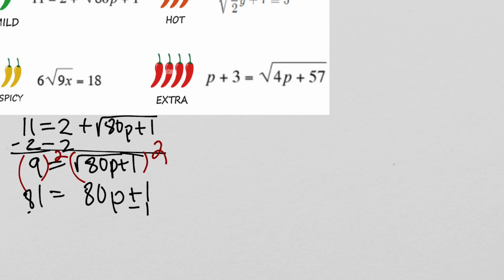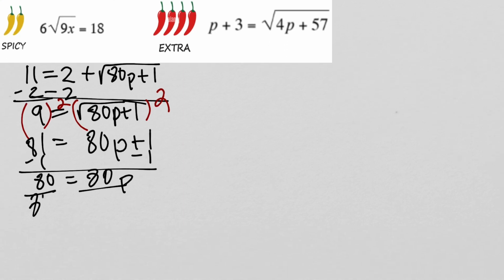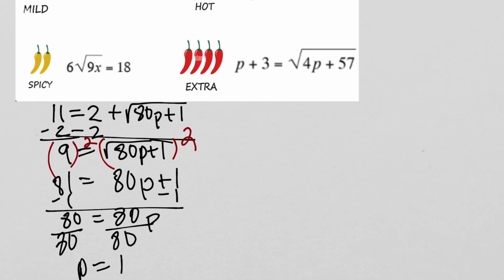I'm going to solve for p, so I'm going to subtract first, divide, so p here is 1. Again, I'm not going to go through it, but you should check the equation to make sure when you plug in 1 that it equals 11.